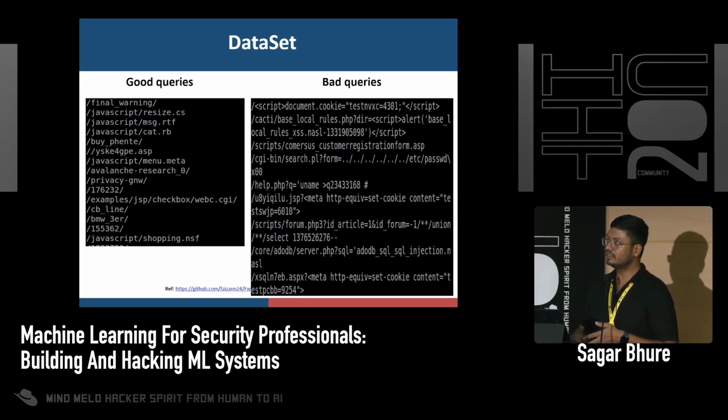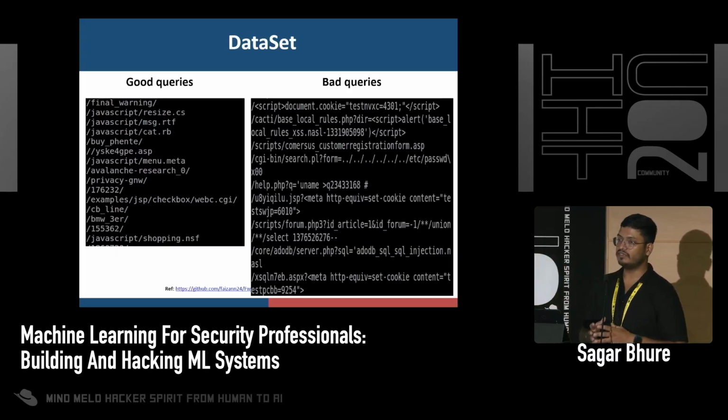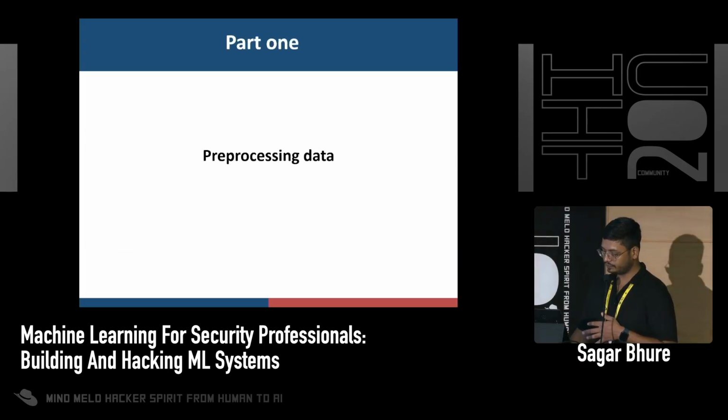This is just a few snippets of those queries. I've taken it from an open source GitHub project. To build a sophisticated web application firewall, you need to have a data set of millions of samples, so that you can build a robust firewall. And we are going to use a regression model to build a web application firewall for good queries and bad queries.